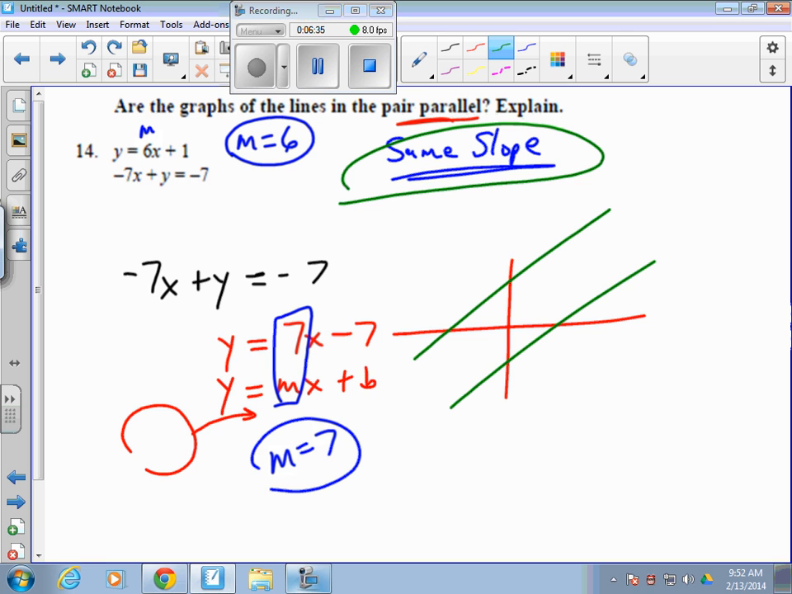Are these lines parallel? One is 6 and one is 7. Those are not the same value, so no. Where it tells you to explain it, different slopes. It's like different strokes.